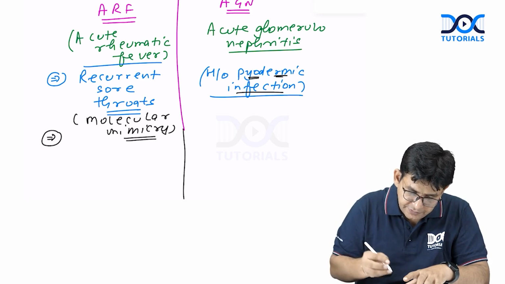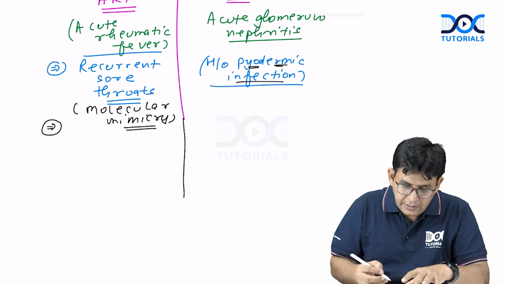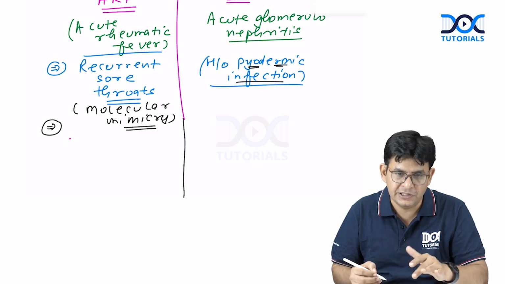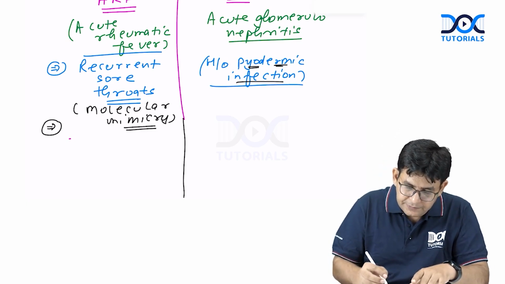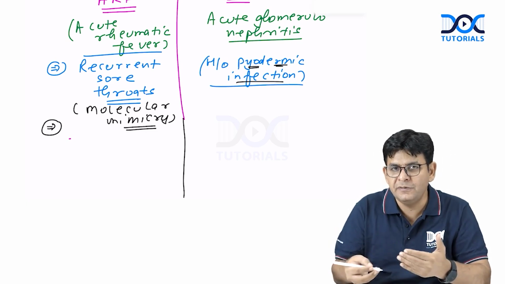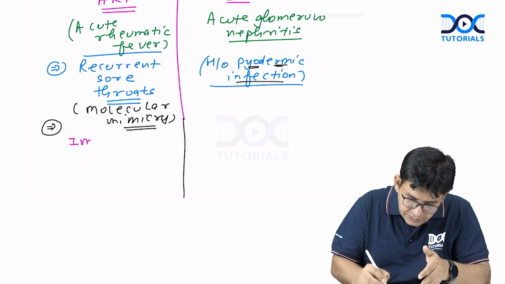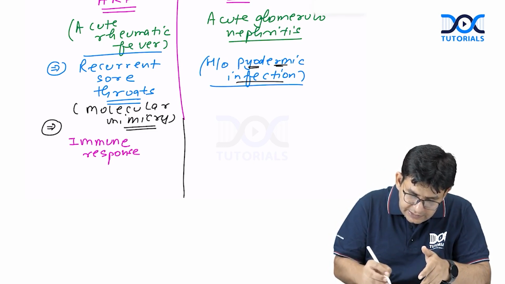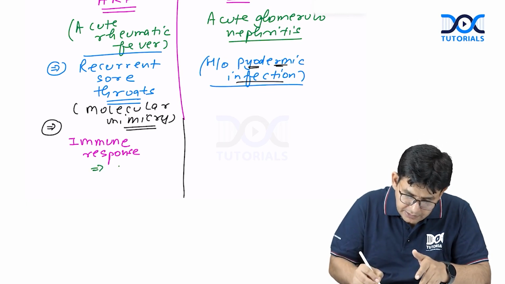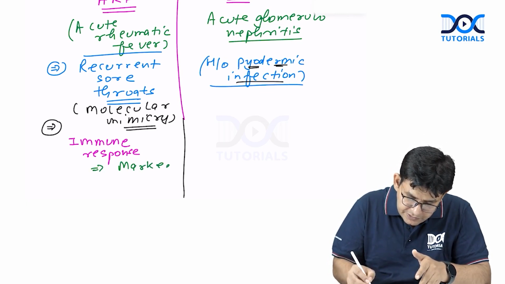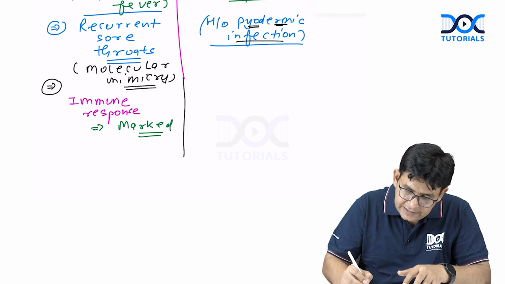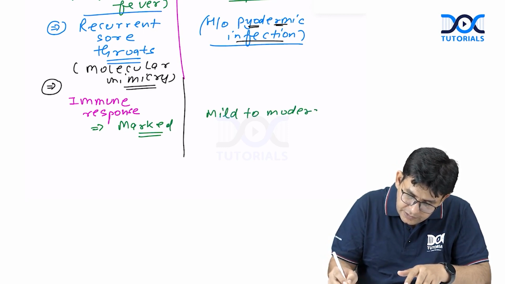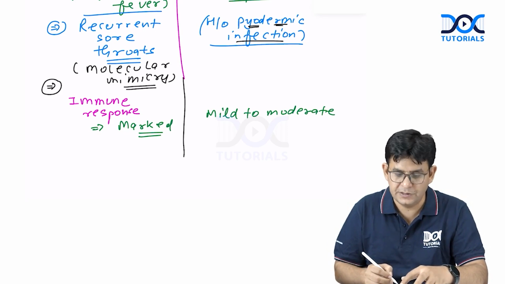So remember what is termed as molecular mimicry: the cross reaction between the organism and the organ. Is it fine? Now, what else is the difference between ARF and AGN? Whenever these types of infection happen, an immune response is induced. The immune response induced in the case of acute rheumatic fever is marked, whereas on this side it is mild to moderate.